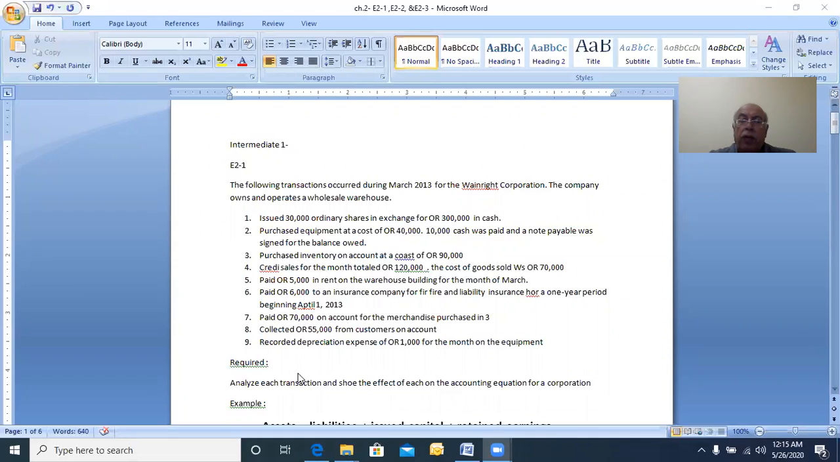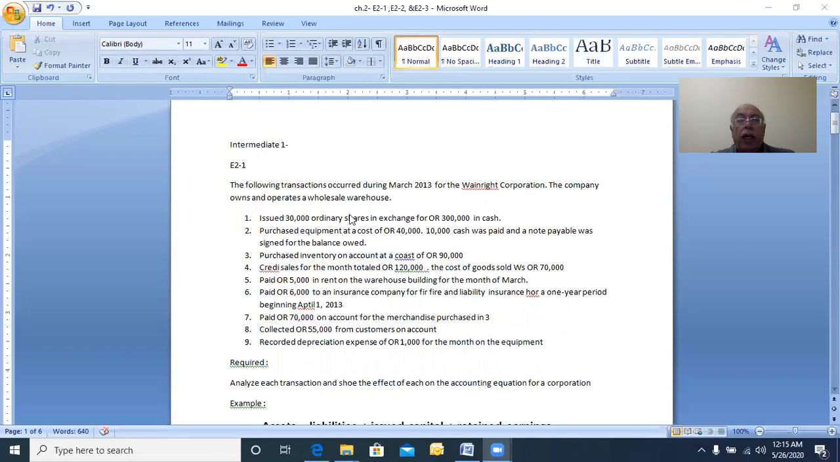What we want here is to analyze this transaction and see the effect of each of these accounts on the accounting equation for this corporation. Let's take the first transaction of this exercise and read it together, and we will solve it. The first transaction says: issued 30,000 ordinary shares.